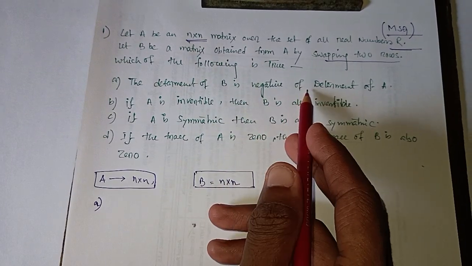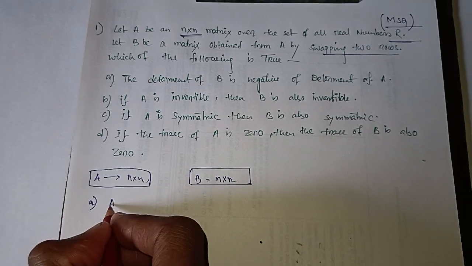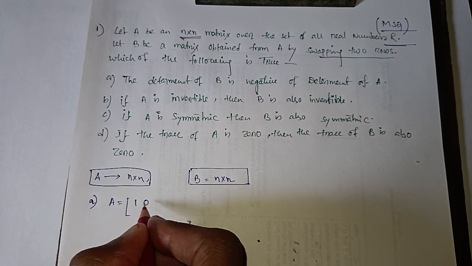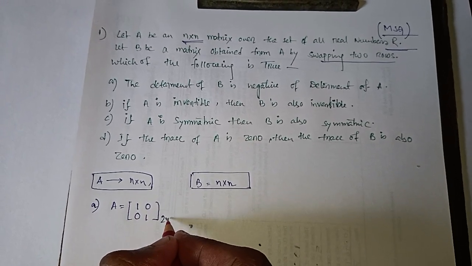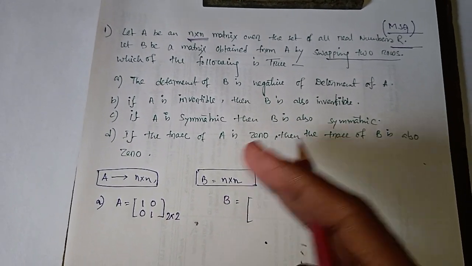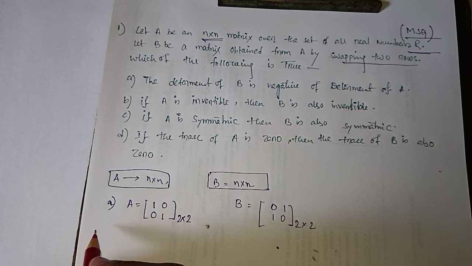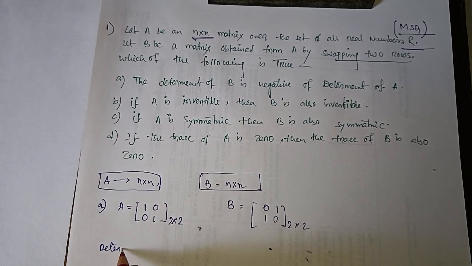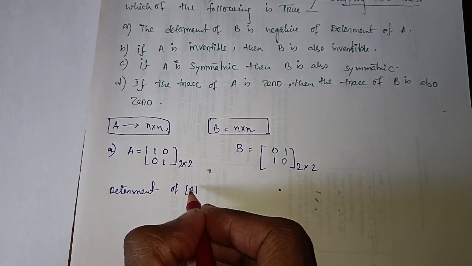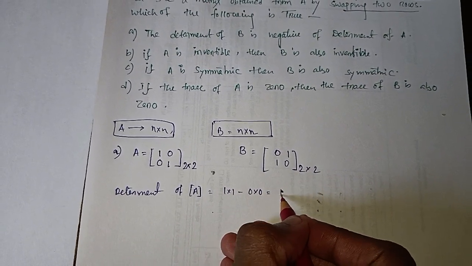So the first option says the determinant of B is the negative of the determinant of A. For example, suppose A is the matrix [0 1; 1 0]. Swapping the two rows, B is [1 0; 0 1]. The determinant of A is 0 into 0 minus 1 into 1.